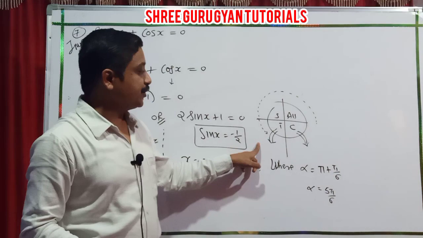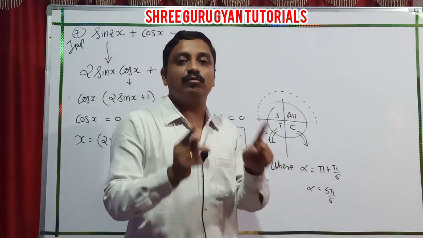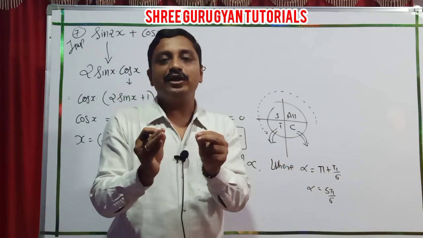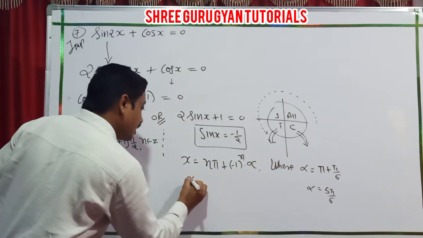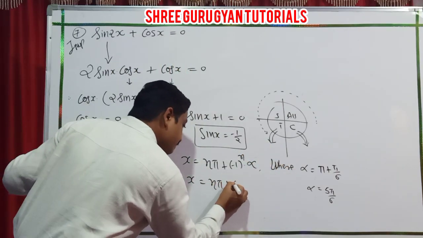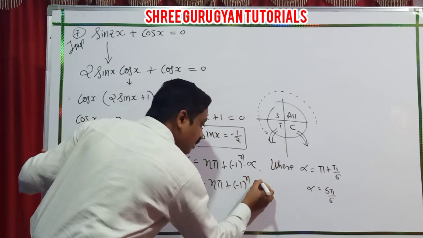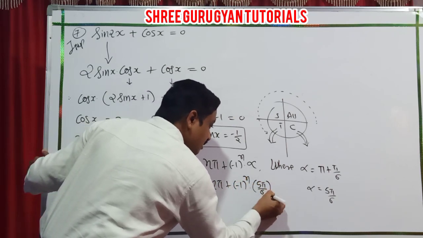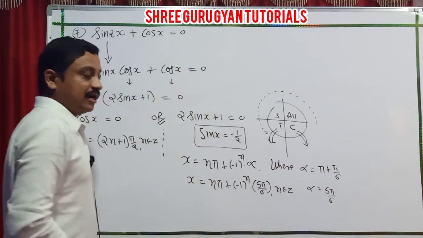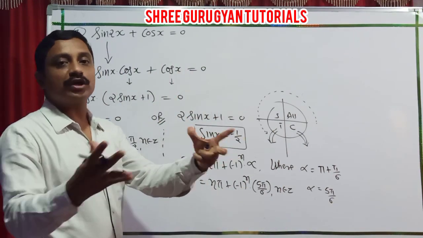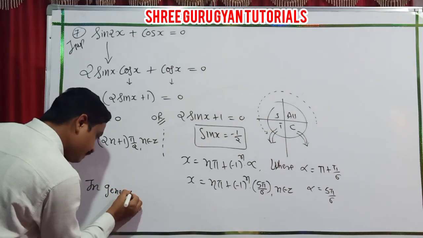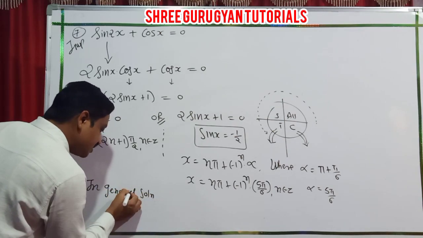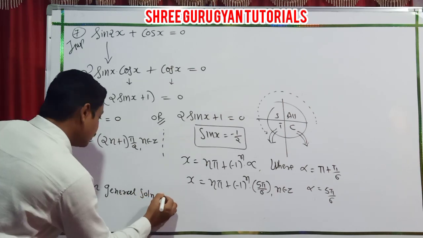Yes, you can write the answer in the third quadrant or the fourth quadrant, both are correct. But according to your textbook answer, you write the first least angle. So here the answer is n pi plus (minus 1) raised to n, and the angle is 5 pi by 6, where n belongs to Z. Now this answer and this answer both are written in the general solution.